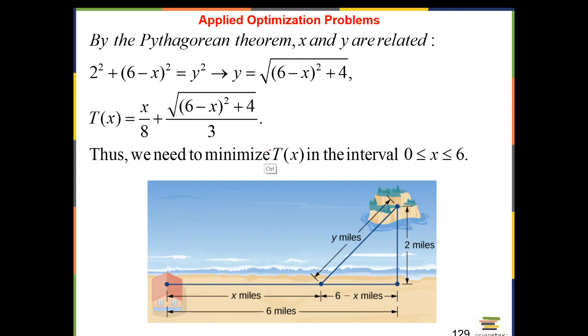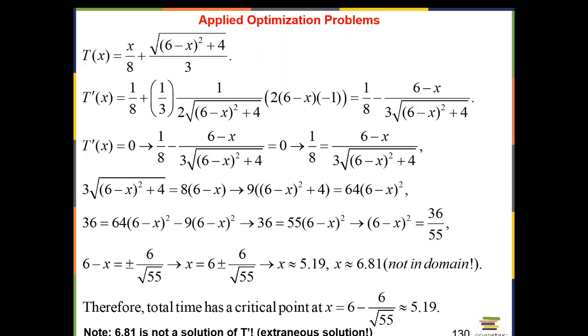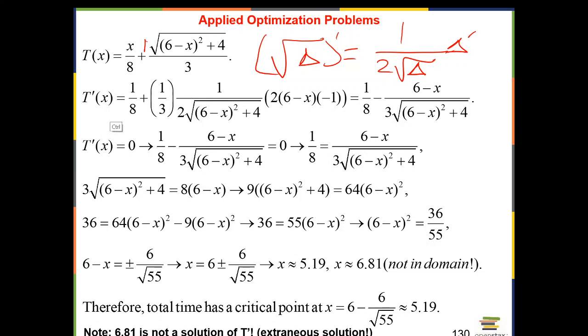Okay, so we need to minimize the objective function. So take the derivative, and we're done, right? The derivative of this is just 1/8. The derivative of this is the square root. So what's the derivative of the square root of something? Well, first of all, let's say there's a 1 here. We bring the 1/3 right here. What's the derivative of the square root of something? Remember, you have to memorize that. It's 1/2 square root of something times what? Something prime. So 1/2 square root of something times the derivative of the inside.